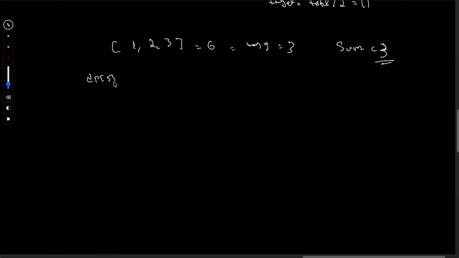DP of sum is true if we can make the sum using some stones. See, DP of 0 to 3 looks like true, false, false, false. So a sum of 0 is always possible.